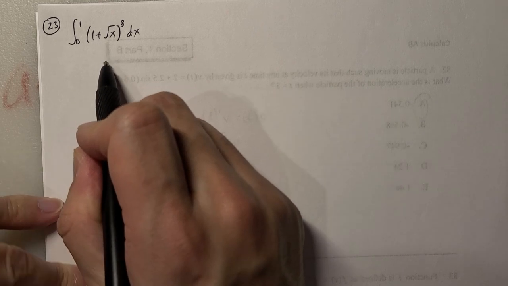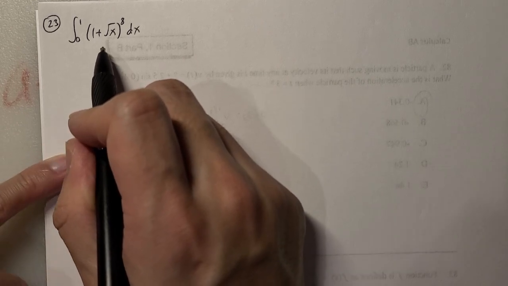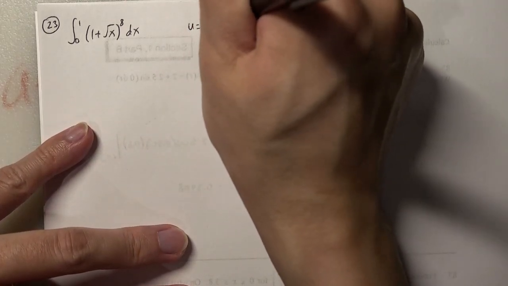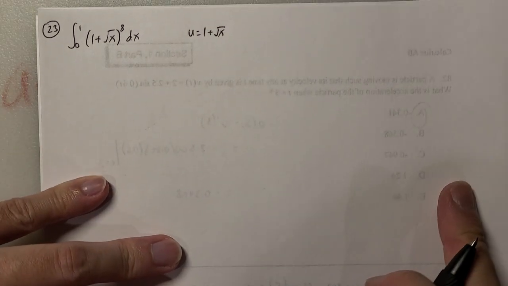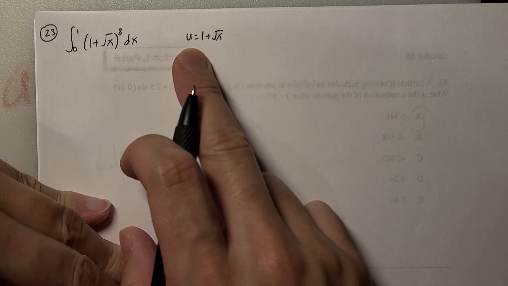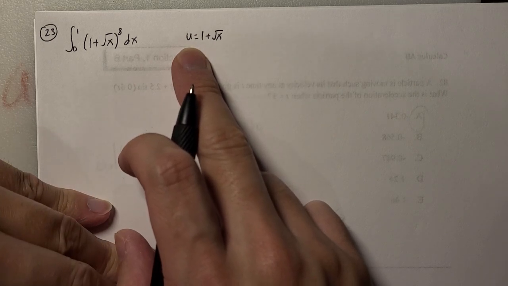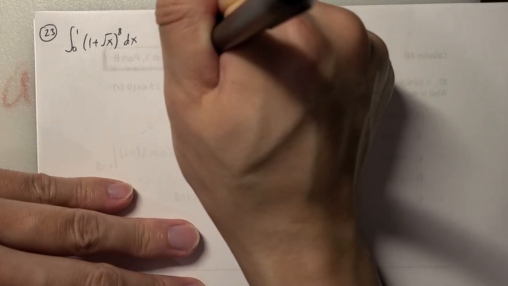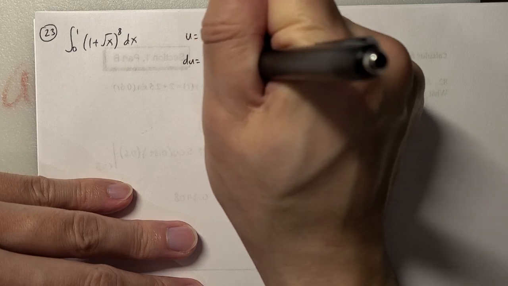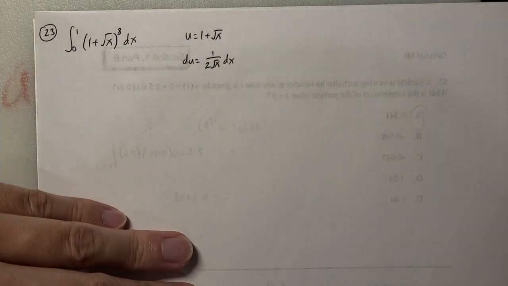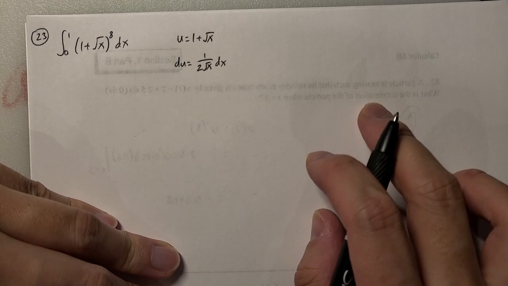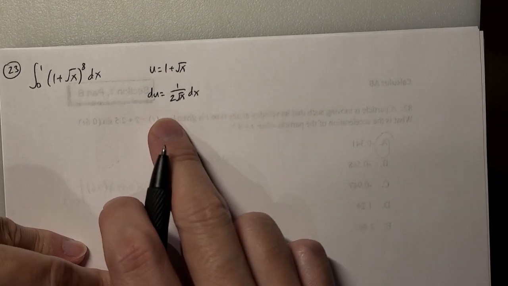How about substitution? Can we make a substitution here to make it a little easier? Well, it is a composite function, so maybe let's let u be 1 plus square root x. Okay, so how do we find du? We just differentiate. It's not too bad. Derivative of 1 is 0. Derivative of square root x is 1 over 2 root x, and then we need a dx. Okay, so this is fine.